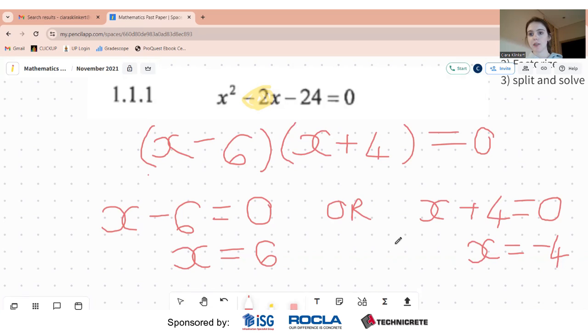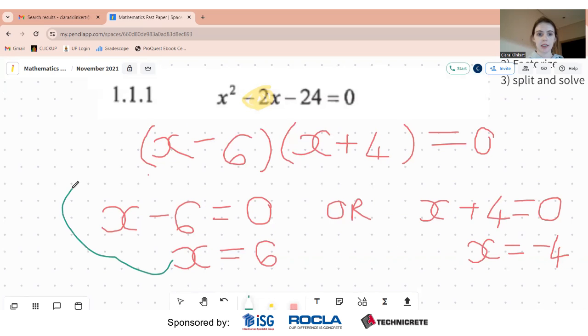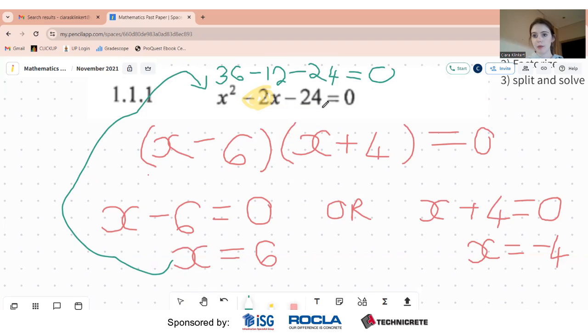The nice thing about equations is that you can always check your answer to check if you've done the right thing. And you will see if you substitute x is equal to 6 into this equation, you will get 6 squared, which is 36, minus 2 times 6, which is 12, minus 24. And that will equal 0. And my equation says that x squared minus 2x minus 24 must equal 0. And when x is equal to 6, we see that the expression does equal 0. So we've done the right thing. The same thing will happen if you substitute in x is equal to minus 4.